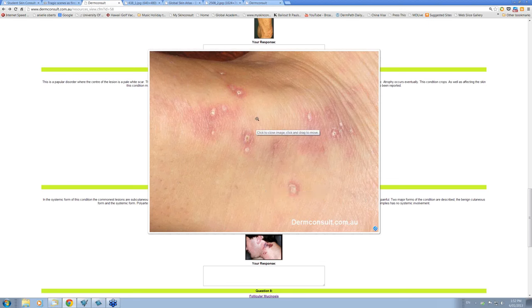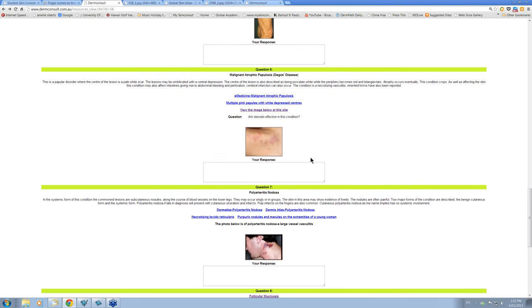I've seen some patients with severe vasculitis who have healed and left white scars like this. But these ones can often appear without an awful lot in the way of preceding erythema. So it's a curious condition, Degos' syndrome. Papular disorder, center of the lesion is a pale white scar. Lesions may be umbilicated with a central depression. The center of the lesion is also described as being porcelain white, while the periphery becomes red and telangiectatic. Well, that was a nice example of it down there. Atrophy occurs eventually. The condition crops.